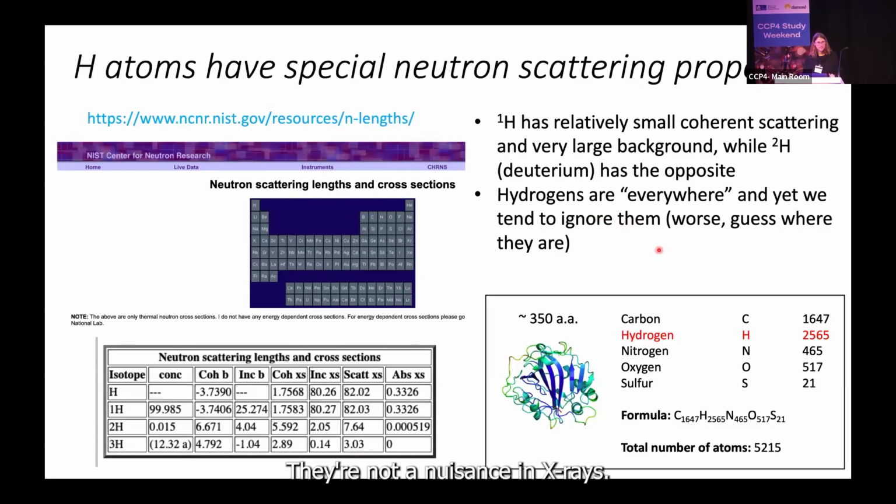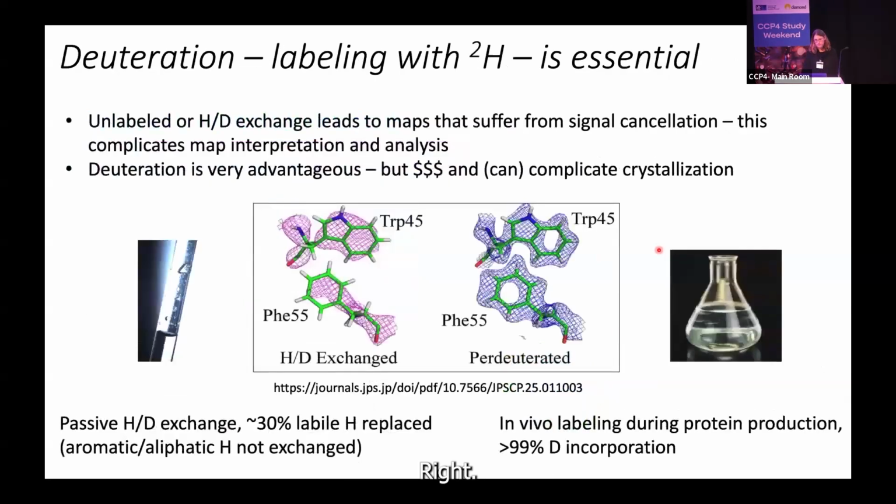They're not a nuisance in X-rays. In fact, we tend to ignore them or, worse, guess where they are. But with neutrons, you can't get away with this. They contribute in a very real and significant way to your data. So we have to deuterate, and that means we label with deuterium, and it is essential. You have to do some deuteration to some extent in order to get measurable data.